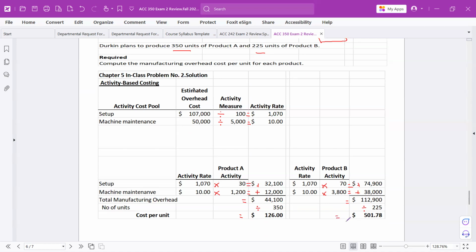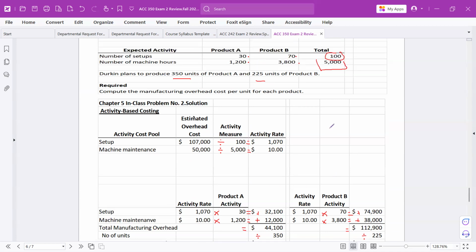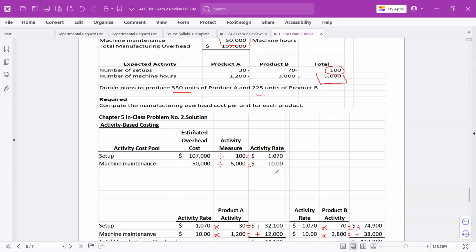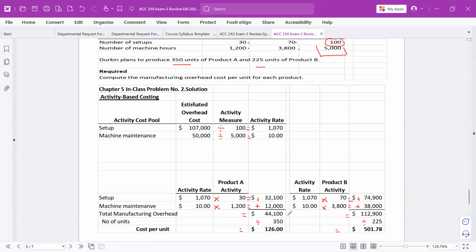501.78. So that's an example where we're using activity-based costing to, one, find the rates, two, assign the overhead to get total overhead, divide by the number of units, and we've got that overhead per unit.